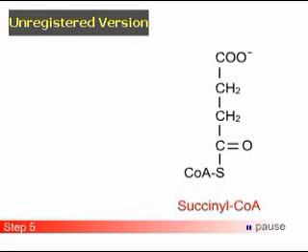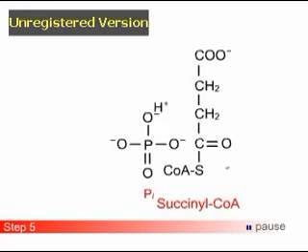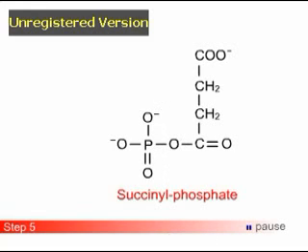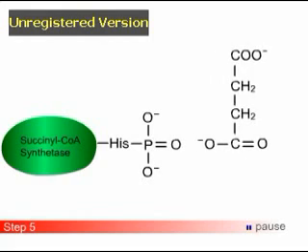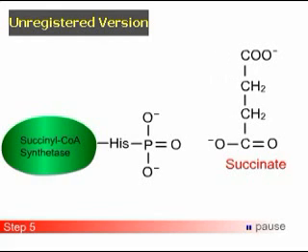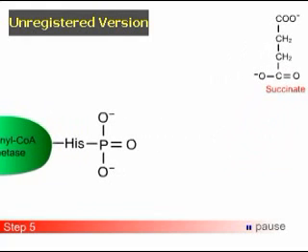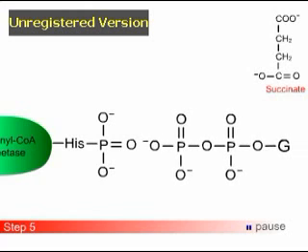Succinyl-CoA first reacts with inorganic phosphate to form succinyl phosphate and free coenzyme A. The phosphoryl group is then transferred from succinyl phosphate to a histidine residue of the enzyme, releasing succinate. Finally, the phosphoryl group on the enzyme is transferred to a nucleoside diphosphate to form the corresponding nucleoside triphosphate.